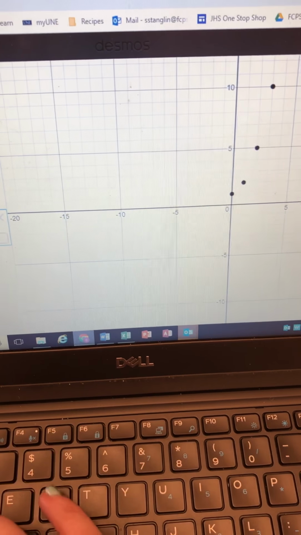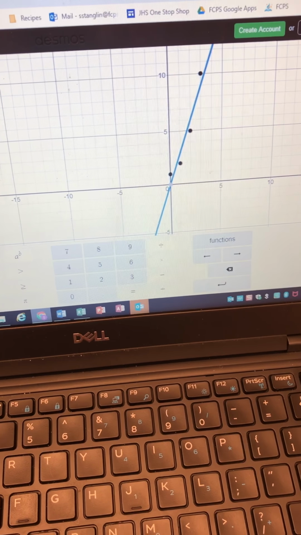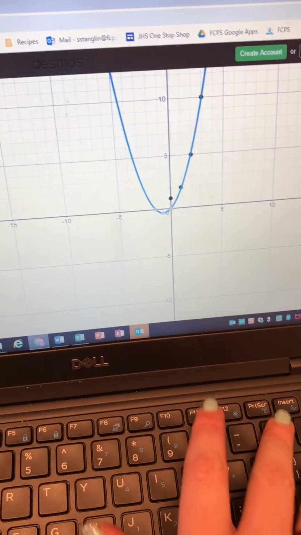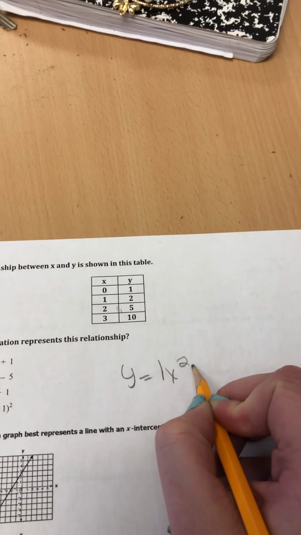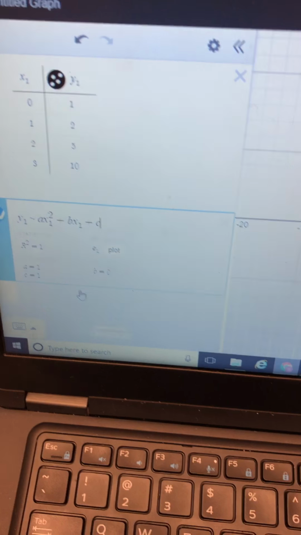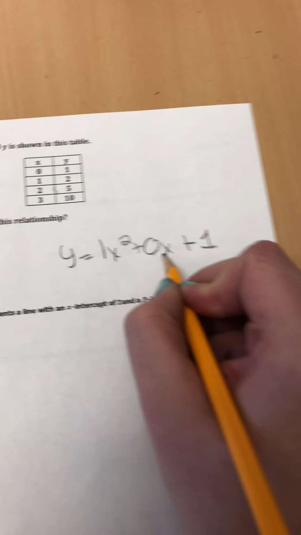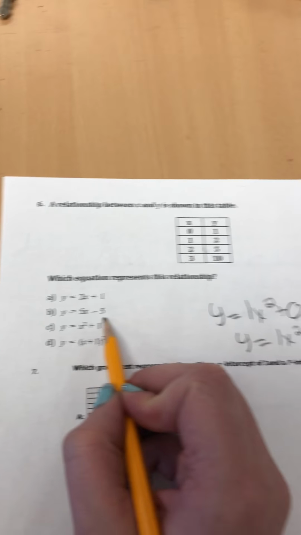So that's y1 tilde ax1 squared, because it's quadratic, plus bx1 plus c. And it gave us our a, our c, and our b. So we're going to write that as an equation. So the a is 1, so then that will be y equals 1x squared. The b was 0, so 0x, plus c, which was 1. We don't need the 0x, because 0 times x is just 0, so that's going to go away. So it's just going to be 1x squared plus 1. So then our correct answer here would be c.